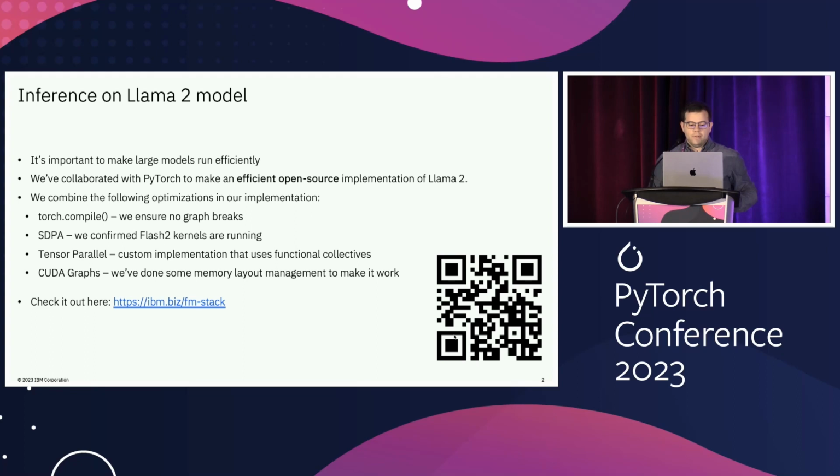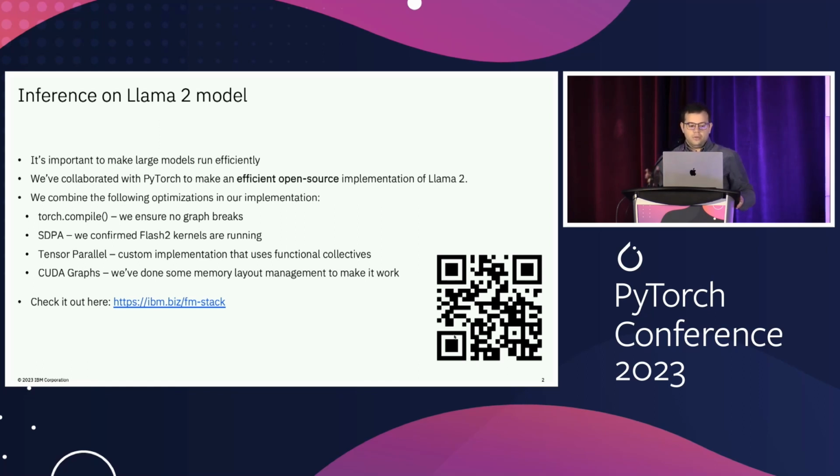So why Llama 2? Well, first of all, it's currently being used by our clients already, and it's important for us that our clients run this efficiently. It's important that we can make large models like Llama 7B or even bigger models run efficiently. For this purpose, we decided to collaborate with PyTorch and make an open source efficient implementation of Llama.